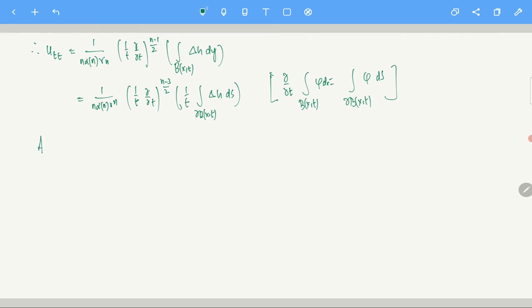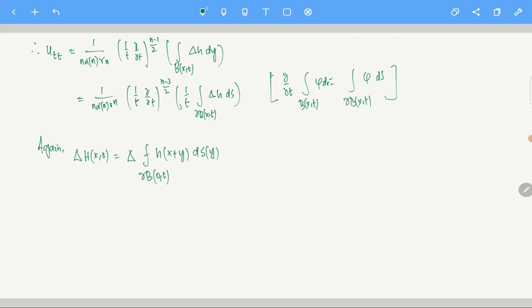Now again, what happens to the Laplacian of capital H(x,t) if I calculate it? Basically that is the Laplacian of the integral over del B(0,t) of h(x plus y) dS_y.